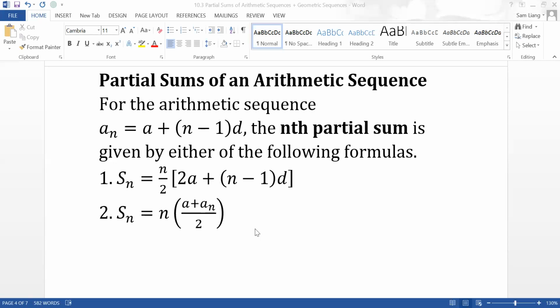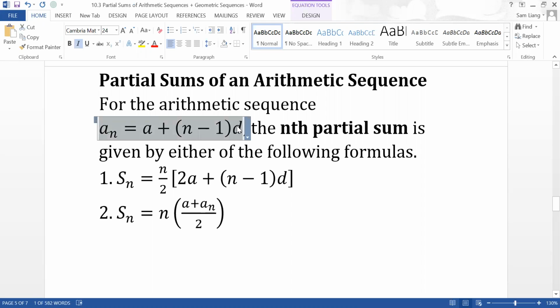Okay, thank you for that. As you remember from our previous lessons, for an arithmetic sequence, this is the formula we can use to find any term in the sequence, and it makes sense. We just have the first term plus the index minus 1, because we start at a1, times the common difference, and that'll give you any term in the sequence. The nth partial sum is given by these, as you can see here.